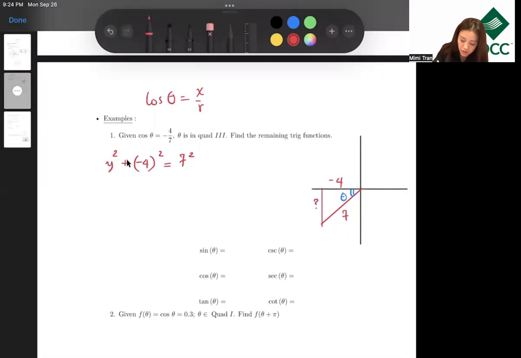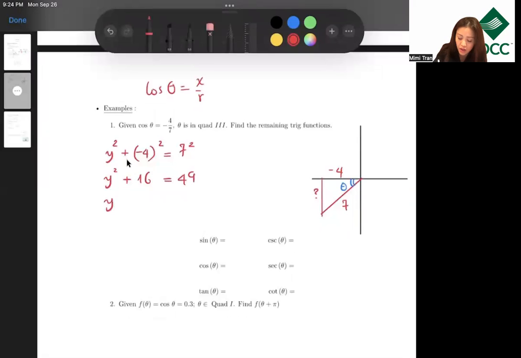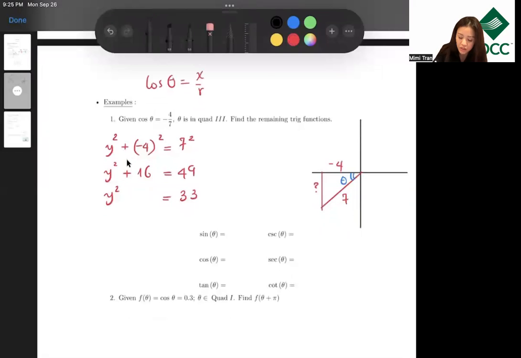Let's just do y squared. So y squared is what we're looking for. -4 squared is 16, equal 49. Subtract 16 from both sides. Y squared equals 33. And then we take a square root. Now, mathematically, when we take a square root, we should have plus and minus. So y equals either positive root 33 or negative root 33. Which one do we choose? Well, it's the third quadrant, so the y value is also negative. Okay? So we're going to choose minus root 33.